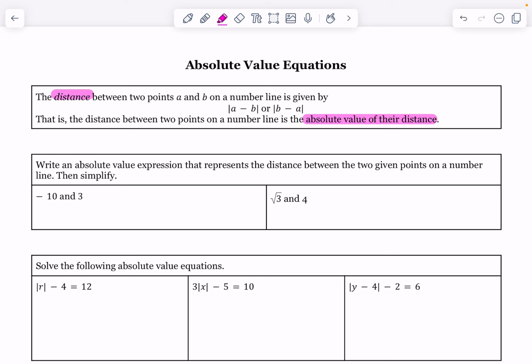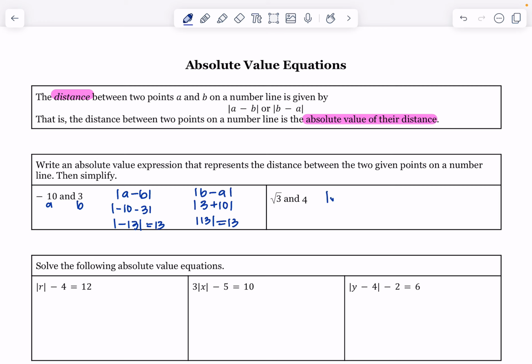Write an absolute value expression that represents the distance between the two given points on a number line, then simplify. So if we make negative 10 a and 3 b, and we do the absolute value of a minus b, that would be the absolute value of negative 10 minus 3, which is the absolute value of negative 13, which would just be 13. And we can also do this the other way. The absolute value of b minus a would be the absolute value of 3 minus negative 10. So the absolute value of 13 is 13.